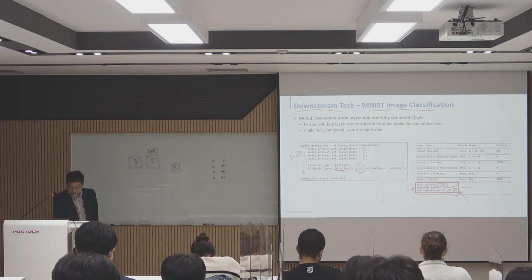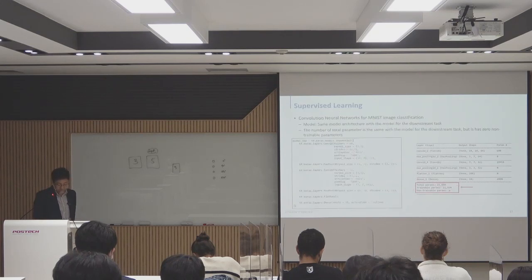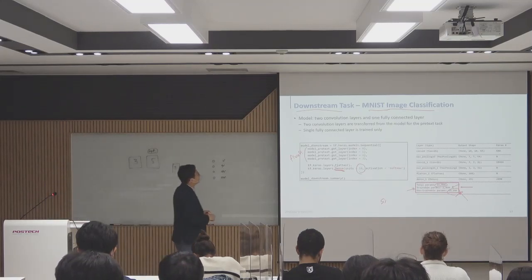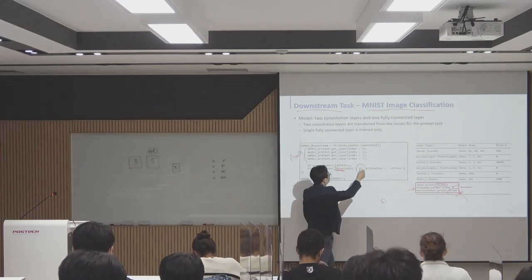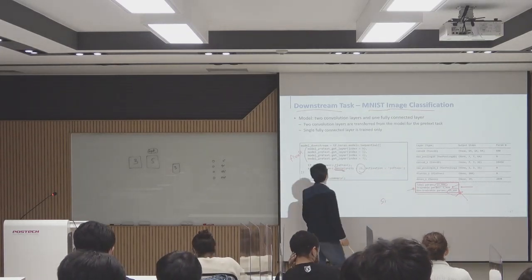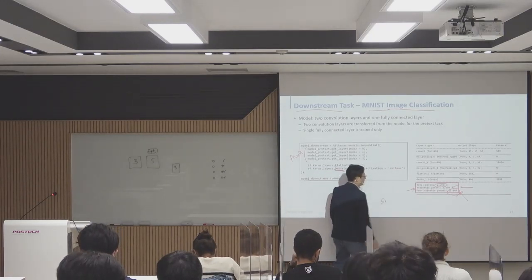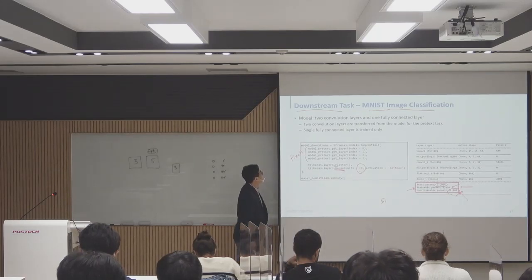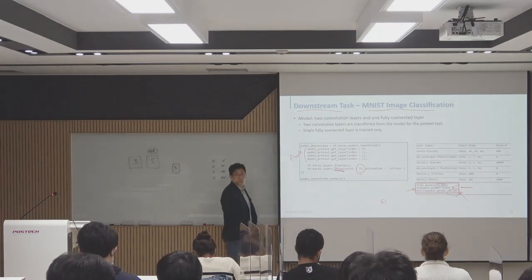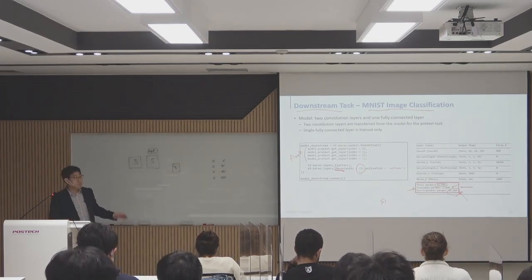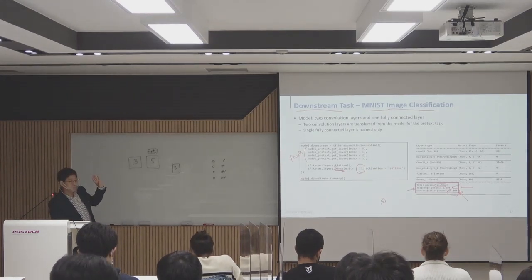Okay, a small number of trainable parameters. So here, two convolution layers are transferred from the model from the pretext task. All the parameters related to the two convolutions, we make them non-trainable. And we add a single fully connected layer, trainable only. So that's the work that we did, the self-supervised learning.